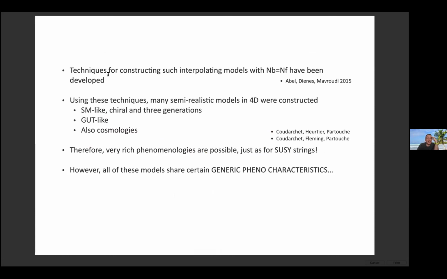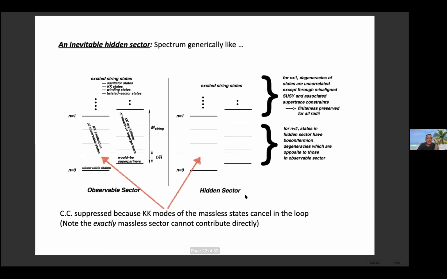So there are, by the way, techniques for constructing these things. That was a large bulk of our first paper, really: how to construct theories which have got NB equals NF. And you can find things which look nice, so standard model-like, chiral, 3 generations and so on, and also GUT-like, and work was done on cosmology with these things and so on. So they have a very rich phenomenology that's possible, but the thing that you're interested in, as phenomenologists, is what can I say generally about the phenomenology that I would expect without having to build anything.